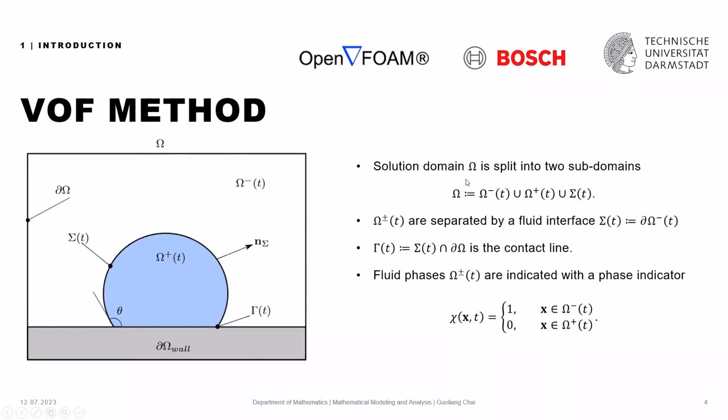Our solution domain omega is split into subdomains omega minus and omega plus. Omega is separated by the fluid interface sigma t, and tau t is the interface connected with the wall, and it has a contact line and a contact angle. The fluid phases are indicated with a phase indicator chi, which is 1 in one phase and 0 in the other.